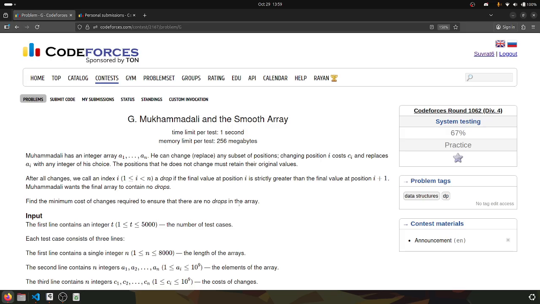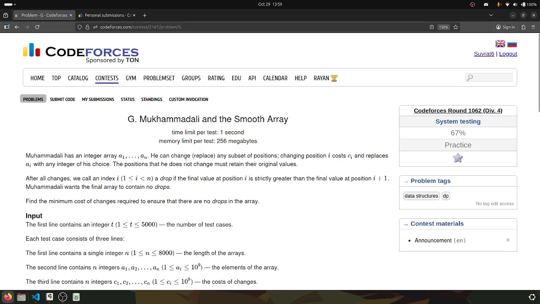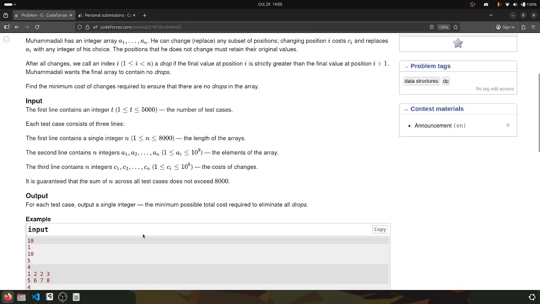And the constraints for this problem are t is given till 5000, n is given till 8000, ai and ci are both till 1e9, and the sum of n across all test cases does not exceed 8000. So the expected time complexity could be O of n square, because 8000 square would be 64 into 10 to the power 6, which will run fairly easily in 1 second, because the maximum limit is 10 to the power 8 operations. So n square would be the expected time complexity.